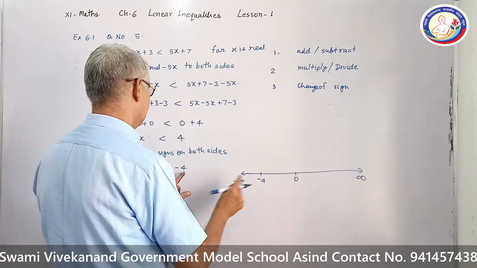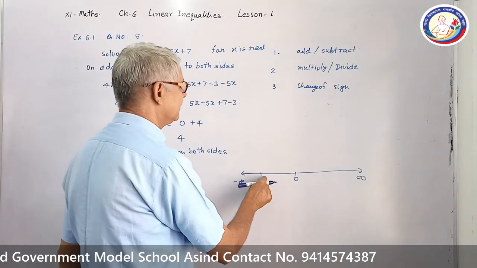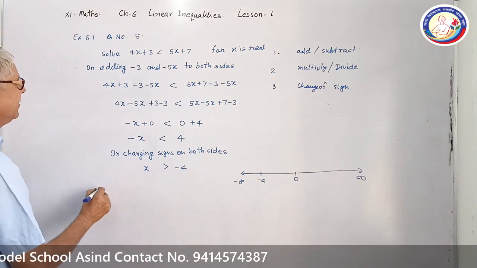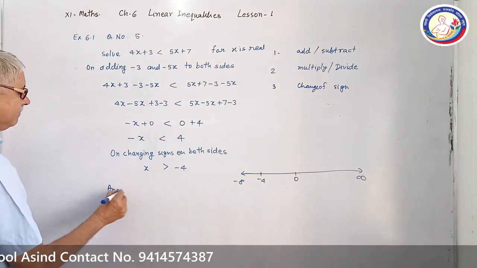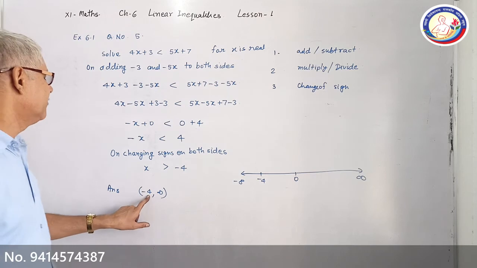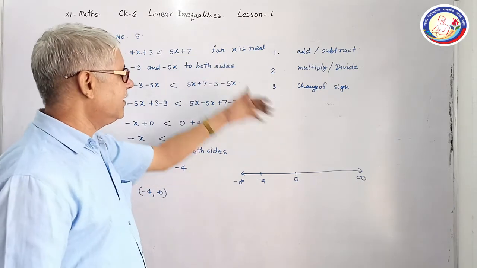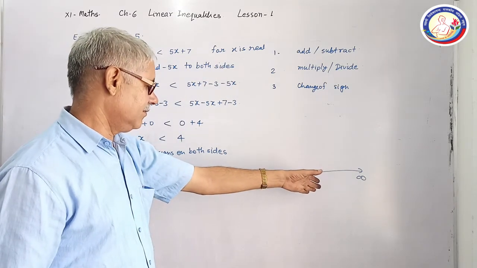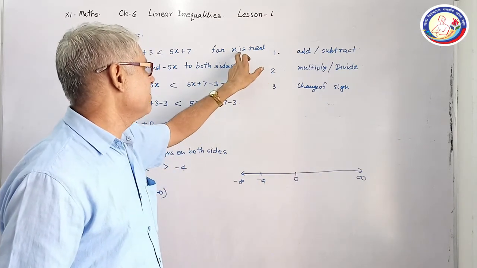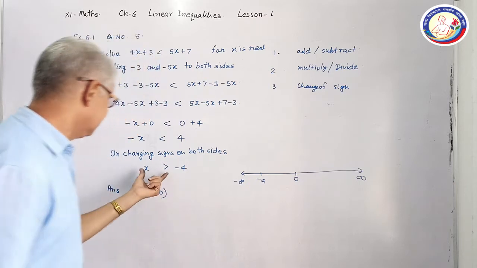Minus 4 is not a solution of this equation. Every real number greater than minus 4 will be the solution. So here the solution will be minus 4 to infinite, because minus 4 is not an answer of this. x is a real number, and if x is an integer or any other given condition about this variable x, then accordingly the answer changes. So this is our answer.